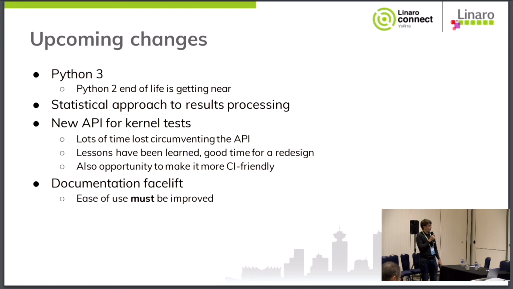And we are going to switch the API for the kernel test. So the example I've given that was nice and short, that's the new API, because the old one was actually quite convoluted. And if you wanted to go out of the beaten path, it was a bit more complex. So the reason for that is also that we've been using Lisa for a few years, and now we have a better idea of what we actually want to do. So it's a good time for a redesign, and at the same time, we can try to make it a bit more CI-friendly.